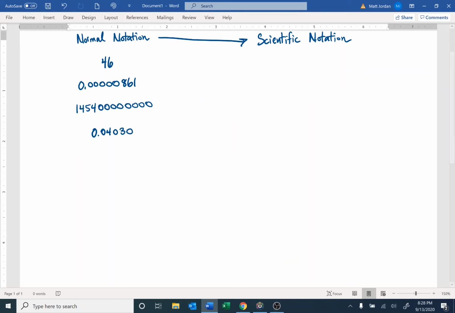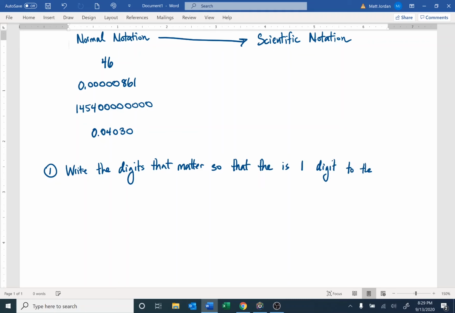So let's talk about the rules first for how you take a number in normal notation and move it into scientific notation. There are three rules. The first rule is that you write the digits that matter so that there's one digit to the left of the decimal. So the important thing here is the digits that matter.